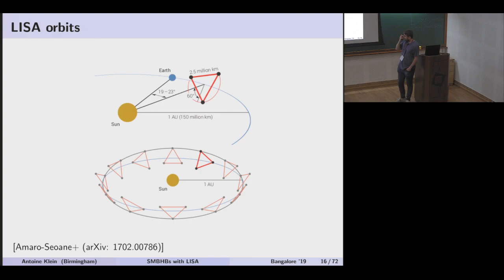Right. So you see here the orbits of the satellites along the year. So the triangle rotates along its axis along the year, and it rotates around the sun. And the plane of the detector in this configuration is at a 60-degree angle with the ecliptic.